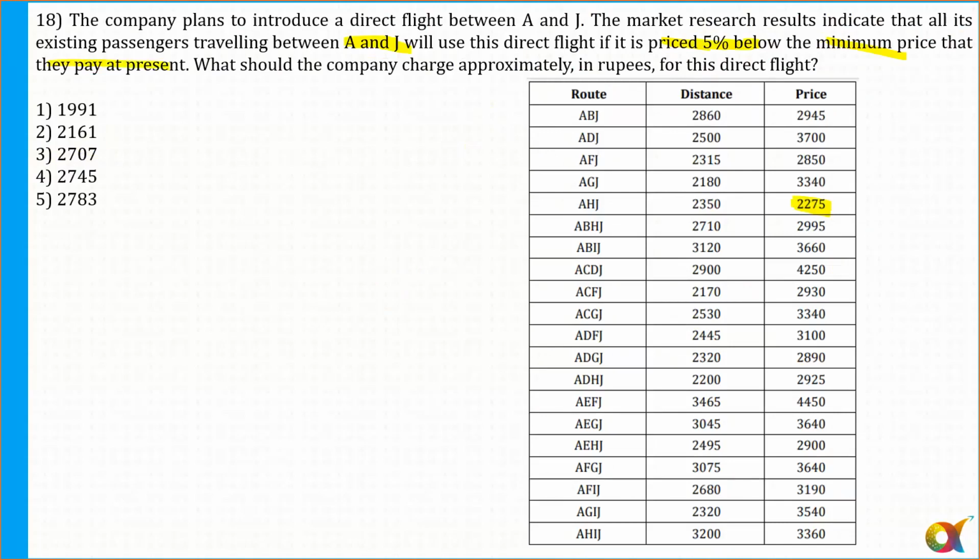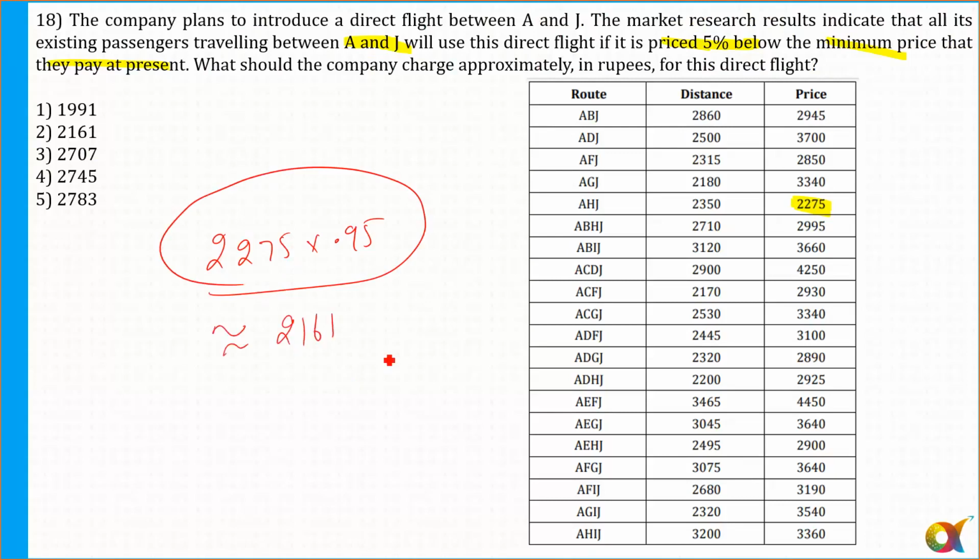So what should the company charge approximately? Now the price will be reduced by 5% of the minimum price. So the answer will be 2275, and now only 95% of this will be charged. Or I can say I just need to subtract 5% of this. So 2275, 10% is 227, so 5% is equal to 113. So approximately 113 I need to subtract. So 2275 minus 113 comes out to be 2161. That is the approximate value, and this is the answer, which is option 2.